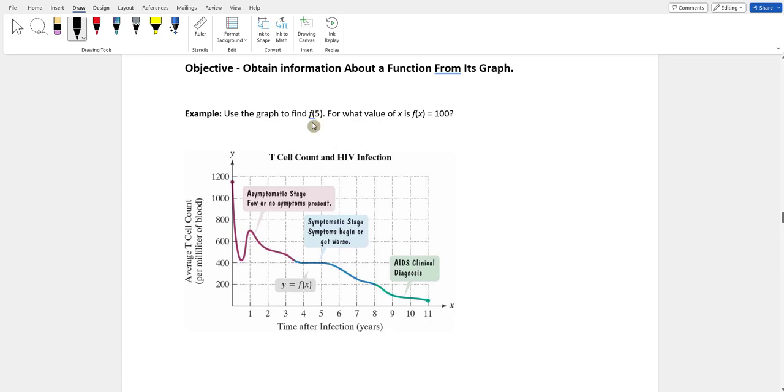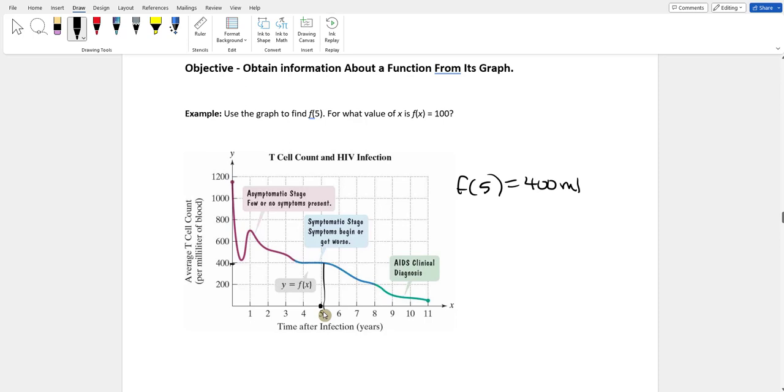So we're going to look at this graph and we're going to figure out some information. We're going to calculate f of 5. So f of 5, they want us to know what is your T cell count after 5 years of being infected with HIV. Okay, so we're going to look at the graph, and to calculate that, we'll go to 5. We're going to go up to the graph and then across to see what this value is, and I get 400. So after 5 years of being infected with HIV, my T cell count should be 400 per milliliter.